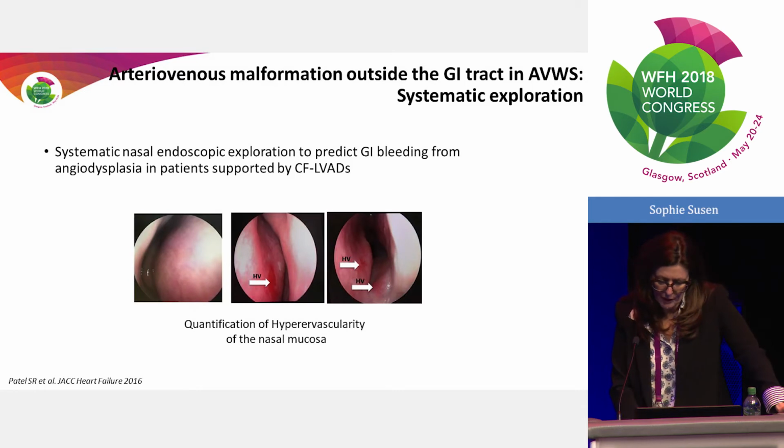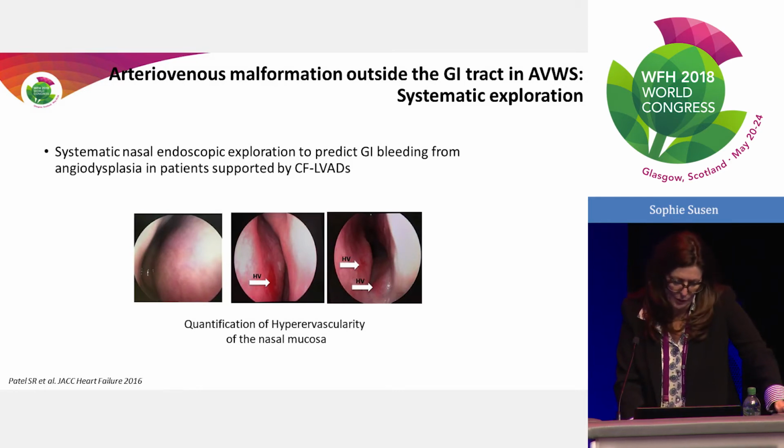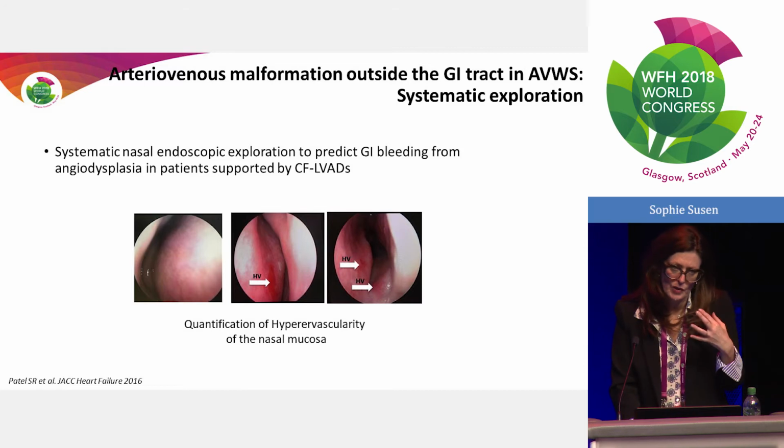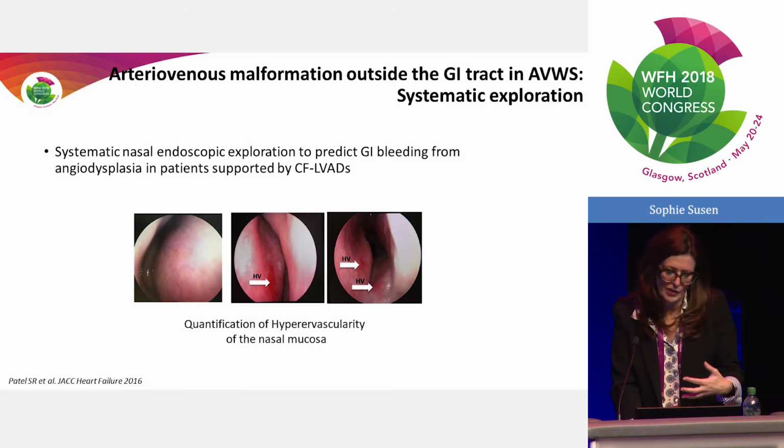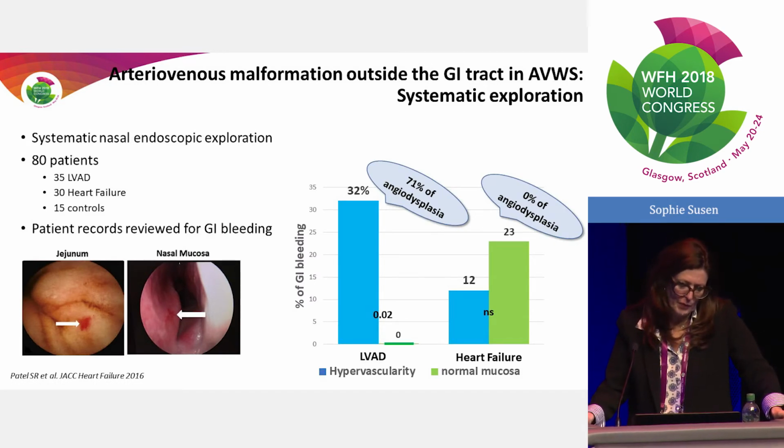In acquired von Willebrand syndrome, there has been a very elegant publication from the group of Jorde, who tried to establish the nasal mucosa as a reflection of the digestive tract, and they tried to investigate if the aspect and the vascularity of nasal mucosa could be a predictor of the angiodysplasia of the GI tract. So they performed a systematic nasal endoscopic exploration in 80 patients supported with LVAD, patients with heart failure, and controls. And they established a score of vascularity. In blue, you have hypervascularity, and in green, a normal mucosa.